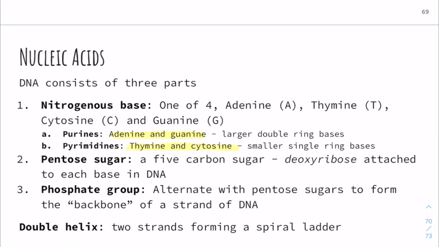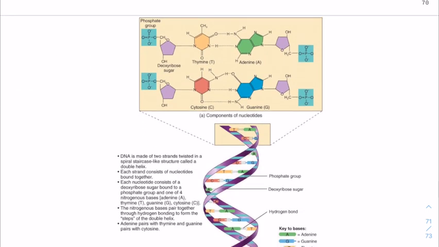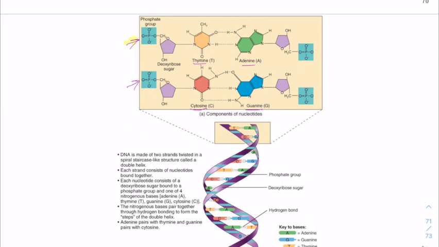Deoxyribose is attached to each DNA base. And then we have a phosphate group. They alternate with pentose sugars to form the backbone of the DNA strand. Then DNA has a double helix. It's 2 strands that form a spiral ladder. So if we look, we have our phosphate group, another phosphate group. They bind to the deoxyribose sugar to have thymine, adenosine, those bond together, or cysteine bonds with guanine. And they come together to make this DNA molecule. It looks just like a ladder that spirals up.